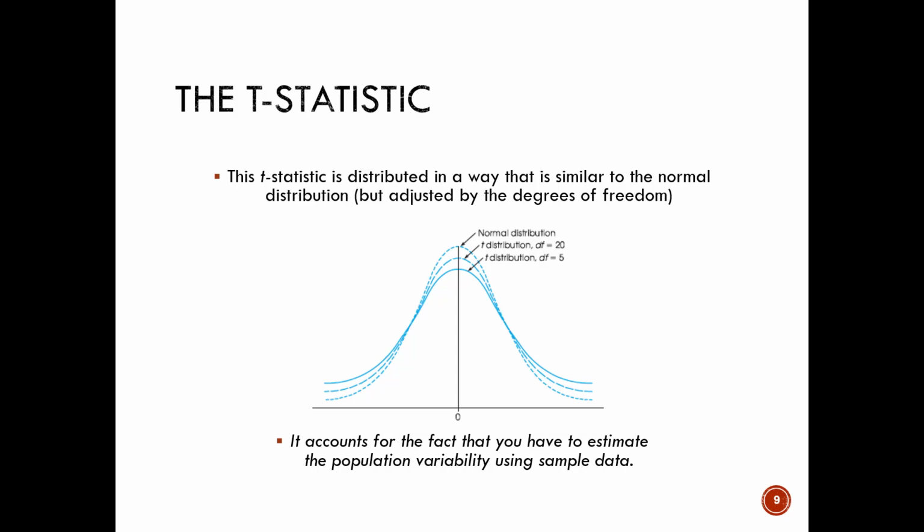And the t-statistic is distributed in a way that's very similar to normal distribution, so with a bell curve, but it's adjusted by the degrees of freedom. And it really accounts for the fact that you have to estimate the population variability using sample data. And so the more data you have, the closer to normal distribution it gets, but the less data you have, so essentially fewer cases or lower degrees of freedom, then the flatter the curve gets. So you get this t-statistic, and then you have to test your hypotheses using that value.